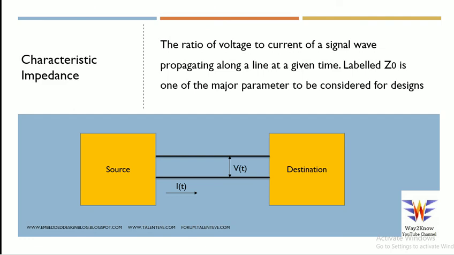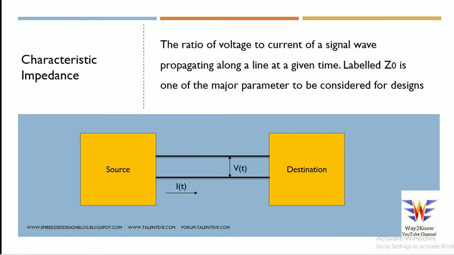In the previous video we have seen some of the properties which might cause the signal to get degraded. These we have called the characteristics of the transmission line. So we'll talk about one of the important characteristics, which is called the characteristic impedance.